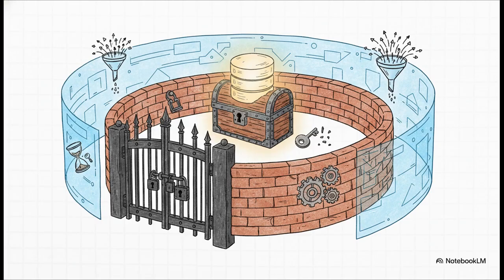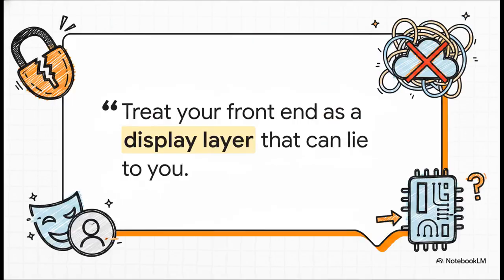Security has to be layered, you guys, across the front end, the server, the database, and the cloud, the whole shebang. In fact, if you take absolutely nothing else away from the front-end failures we've talked about today, please remember this one core philosophy. Treat your front end as a display layer that can lie to you, because trust me, it can and it will. Any code running on a user's machine is fundamentally untrustworthy. You cannot trust the client, period.